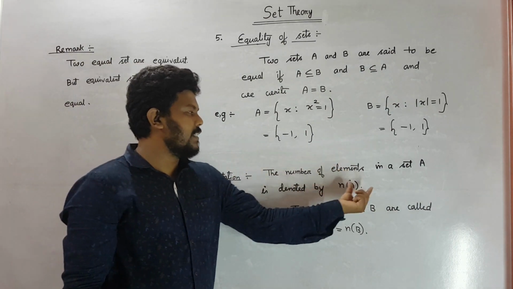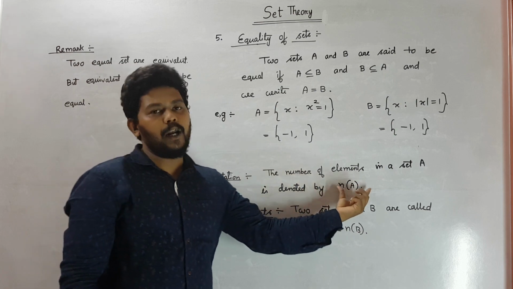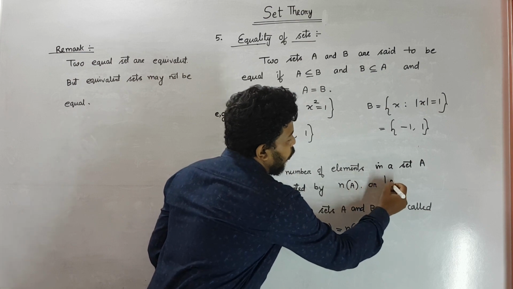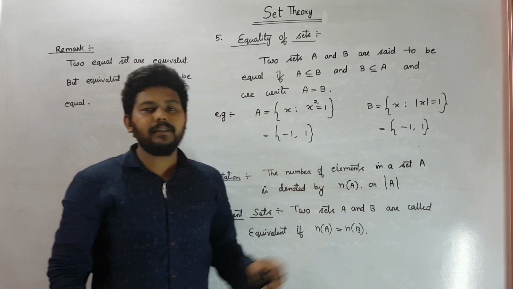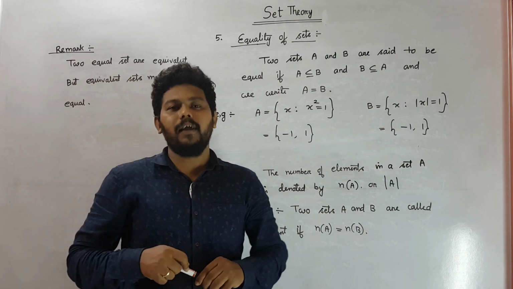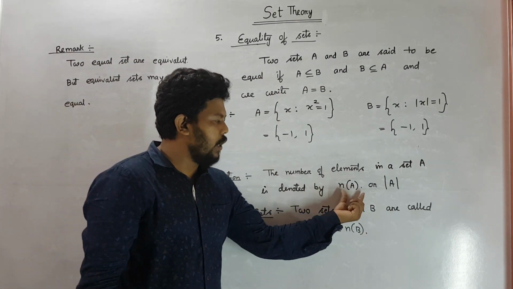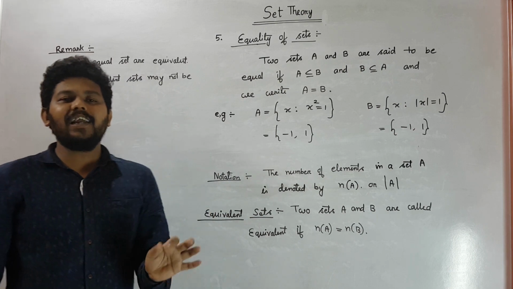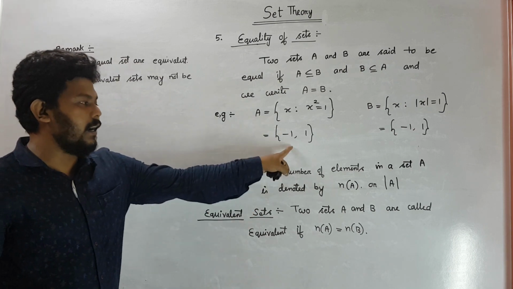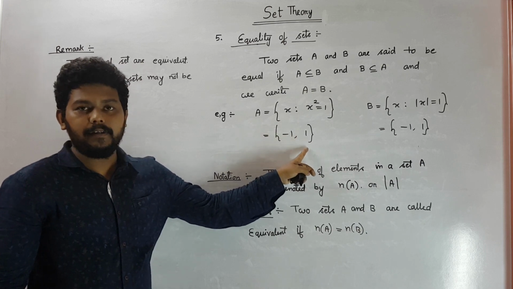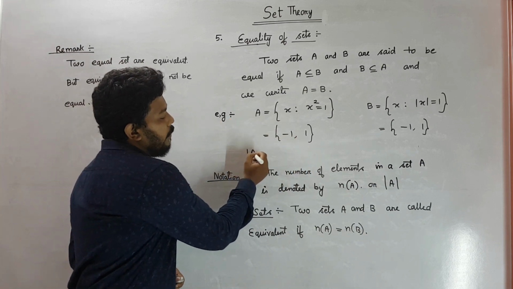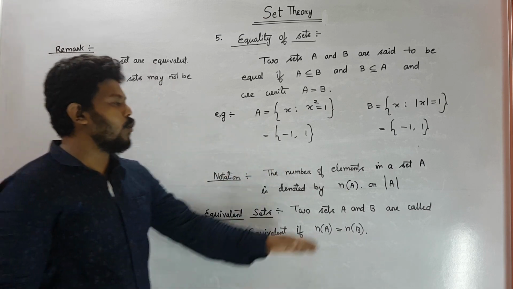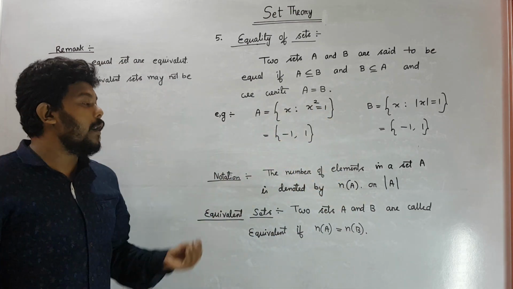The number of elements in a set A is denoted by n of A, or you can also write mod of A. This notation means the number of elements present in a set A. You can write it by n of A or mod of A. Mod of A and n of A denote the same thing. It denotes the number of elements present in a set A. For example, in this set the elements are -1 and 1. There are 2 elements. So we can write mod of A is equal to 2 or n of A is equal to 2. So n of A and mod of A denote the same number of elements in a set.